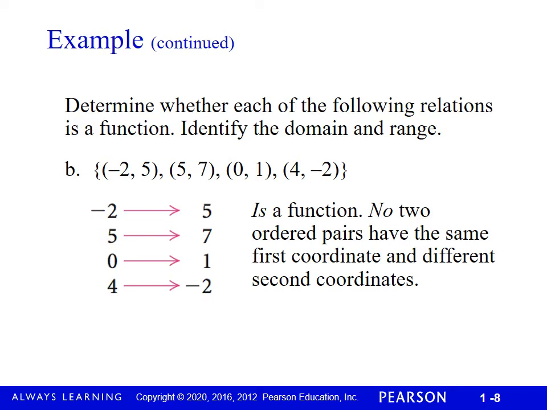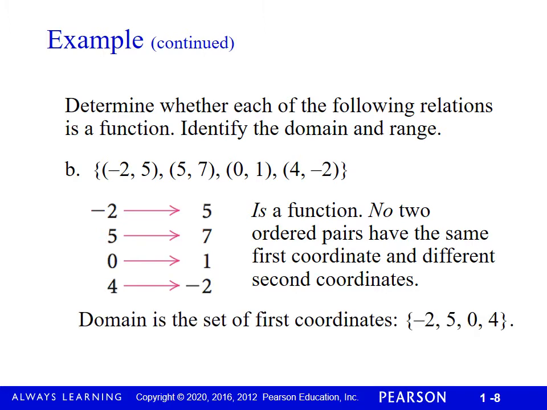Same input, same output every time. Same input, same output. Okay? So this is indeed a function. The domain is negative 2, 5, 0, 4. All the x values. The domain is the inputs or the x values. The range are the outputs or the y values.